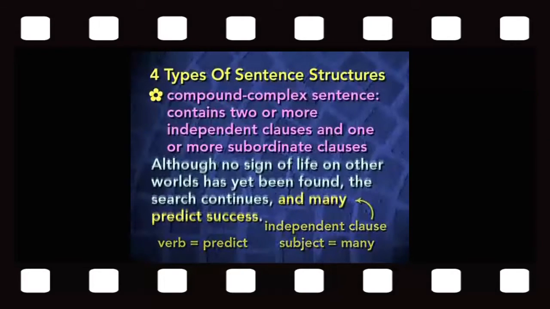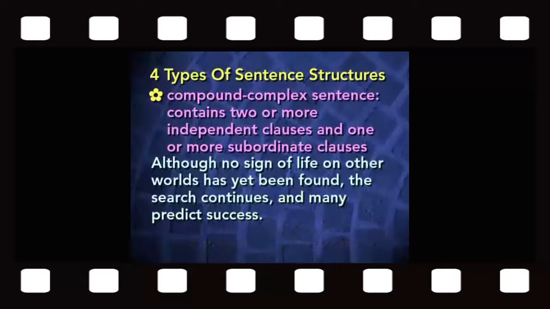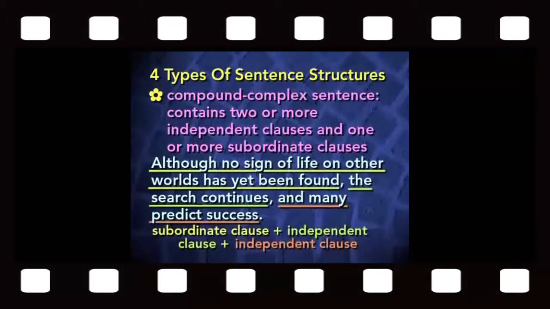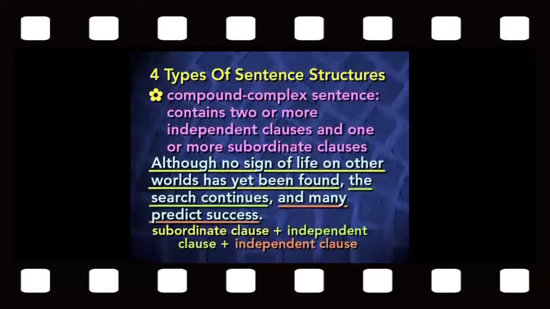So now let's step back and look at what we have. We have a sentence consisting of three clauses. The first one is a subordinate clause. The second one is an independent clause. And the third one is another independent clause. That's what makes this a compound complex sentence.